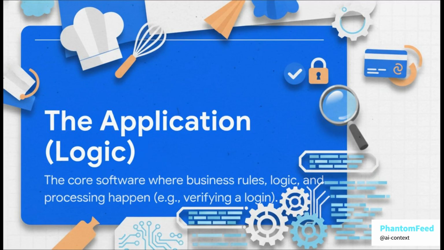Next, we have the application. So if the server is the kitchen, the application is the team of chefs. This is the actual code, the logic, the secret recipes that know exactly what to do with your order. You ask to log in. The chefs have the recipe for checking your password. You want to buy something, they know precisely how to process that payment.